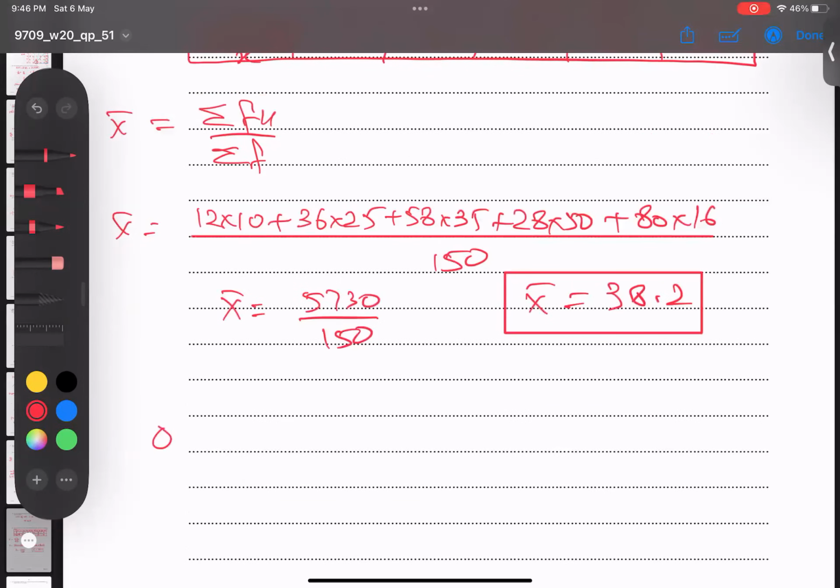Now deviation. What is the deviation formula, students? You know it: sigma fx squared over sigma f minus mean squared.